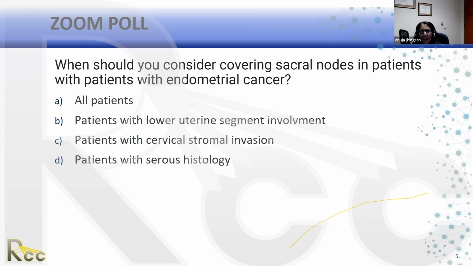Sorry, I don't know how I messed that up. In patients with endometrial cancer: all patients, patients with lower uterine segment involvement, patients with cervical stromal involvement, or patients with serous histology. Even though it's more of a nodal question, it is also a very relevant question. This is an easy one though. Everybody should answer this one. This is important because you do need to know what the nodal drainage is for your endometrial cancers.